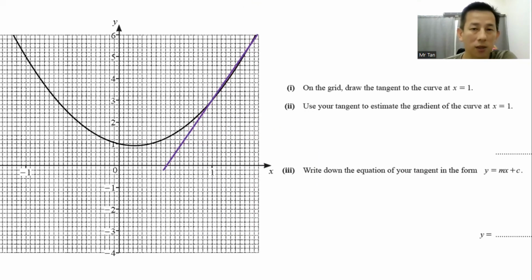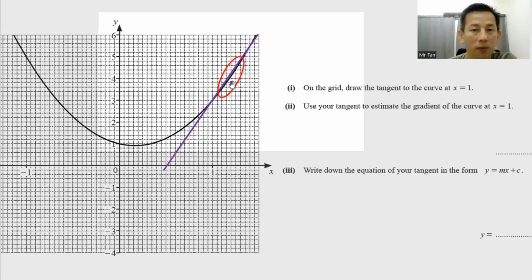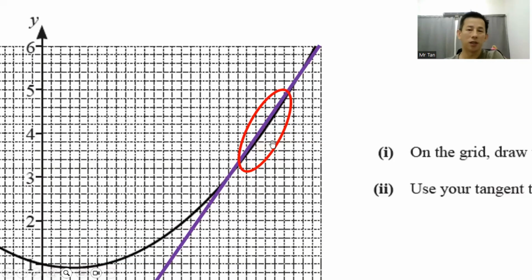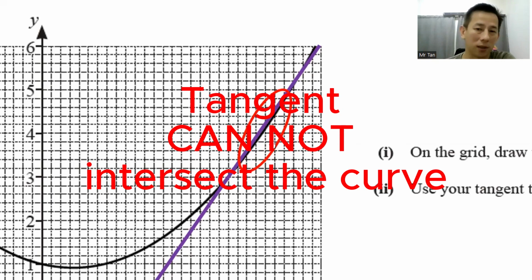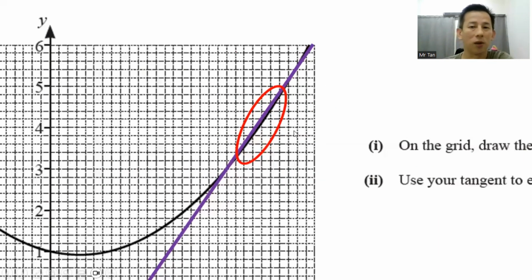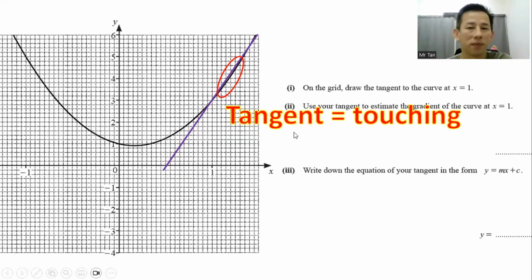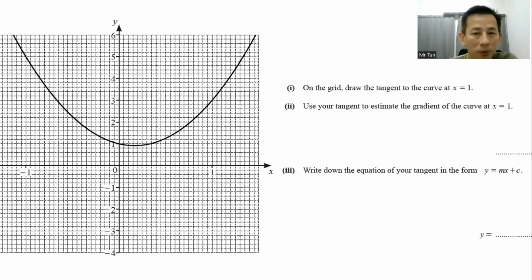Do you know why the tangent is wrong? The answer is here. If you look closely, the tangent intersects the graph, the curve. Please take note, the tangent cannot intersect the curve. Tangent only can touch the curve. So this will be the correct way to do. Okay, this will be the tangent.